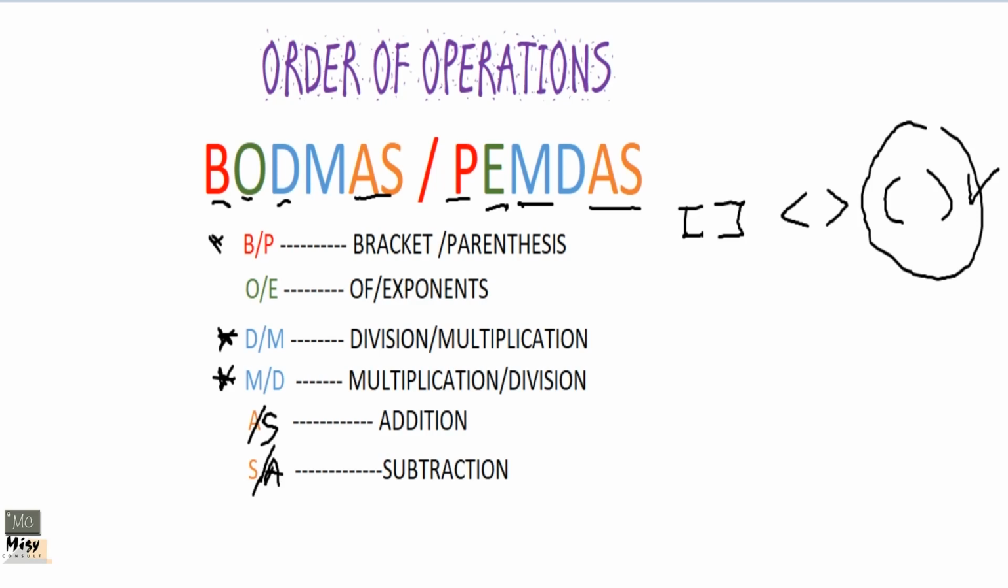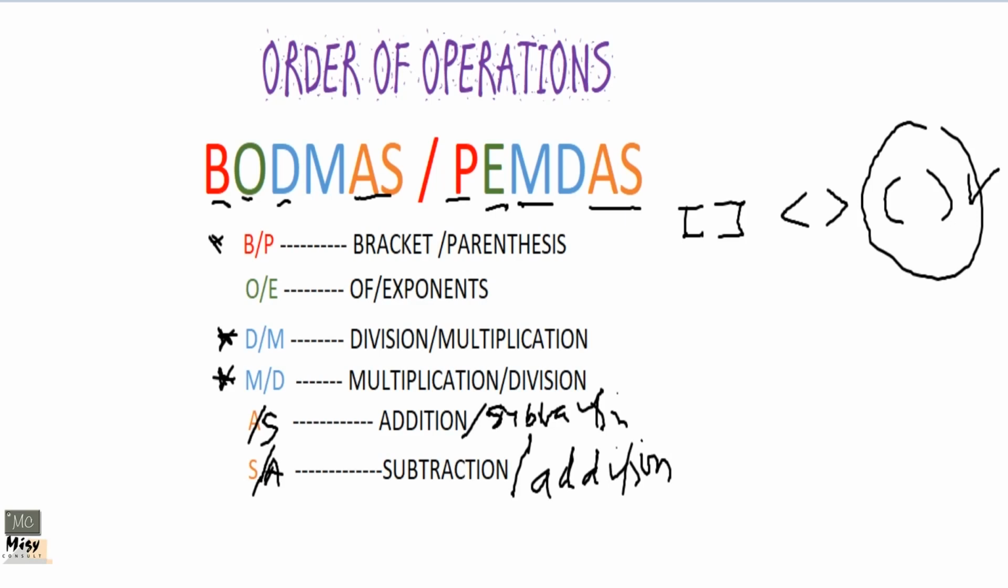Then you move to your addition and subtraction, which are the last ranking. It doesn't matter which one comes first. Do the one that comes first from left to right. Do it in that order. Okay, and so that will be easy. So it's addition or subtraction, or subtraction or addition. Okay, so that is it.